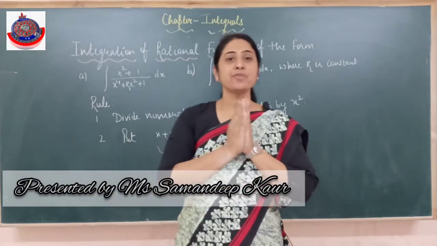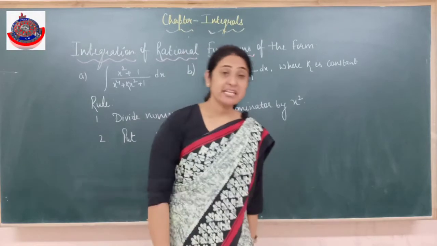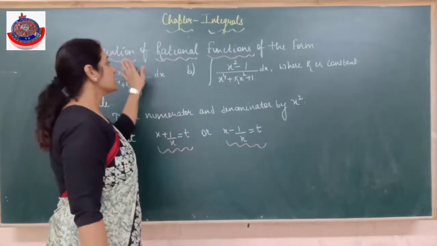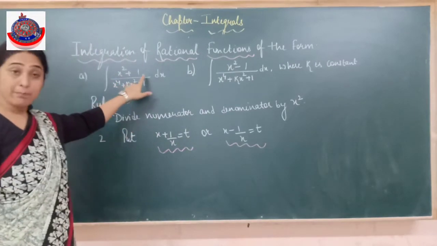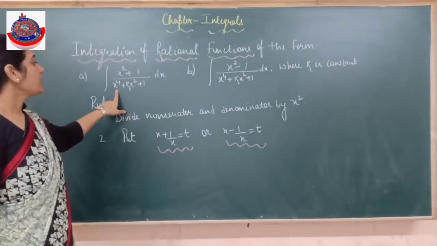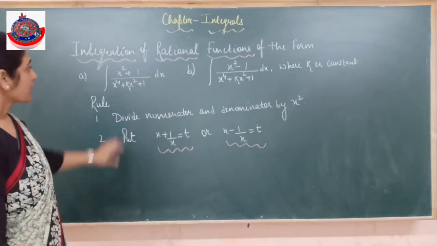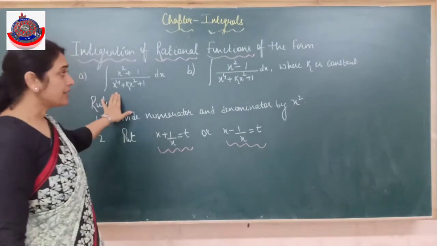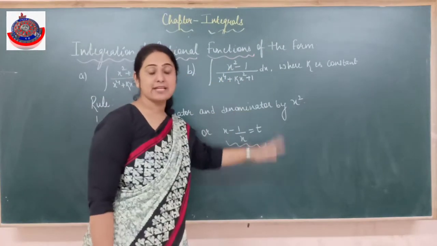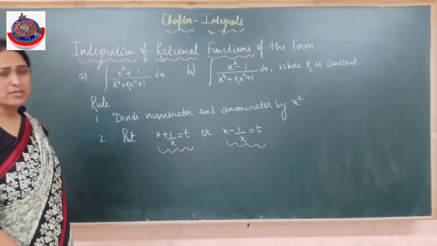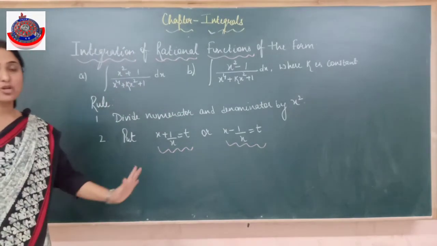Namaste students. Today we are going to start with the last topic of indefinite integration, that is the integration of the rational function of the form x squared plus 1 upon x raised to power 4 plus kx squared plus 1, quadratic upon biquadratic, and the same way x squared minus 1 upon x raised to power 4 plus kx squared plus 1, where k is a constant. K is any constant, so k can be 0 also. Is it clear? That's not a problem.